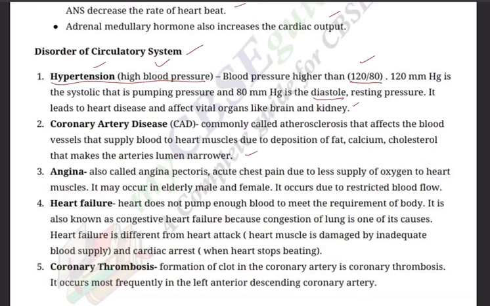And then third one, angina pectoris we say. It's a sudden recurring thoracic pain radiating to arms, especially the left arm, when the demand for blood by the heart exceeds supply of the coronary arteries. It can occur by excessive exercise. So you need to be very careful. Don't do too much exercise also. So it is called angina pectoris, acute chest pain due to less supply of oxygen to heart muscles. It may occur in elderly male as well as female. It occurs due to restricted blood flow. So that's angina pectoris.